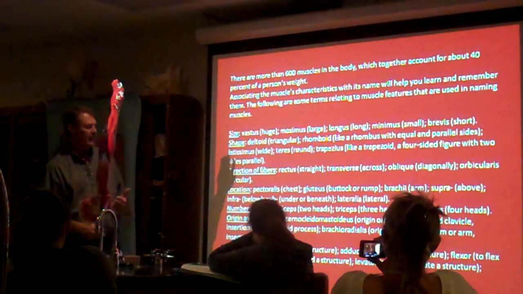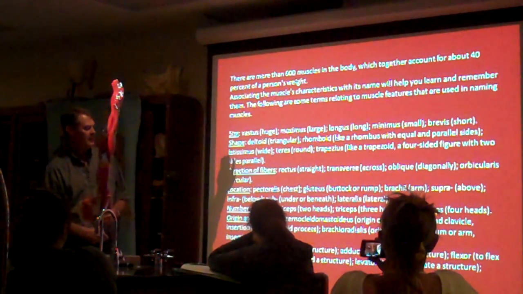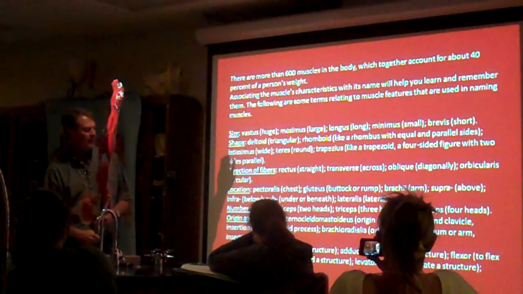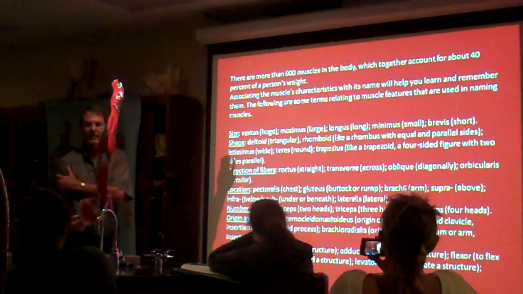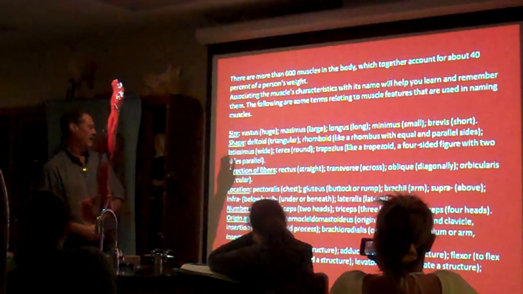Sub, underneath. Lateralis, well, that's on the side of something. Number of origins, like the biceps. So the biceps is named not only for its number of origins, it has 2 heads right here, but it was also named for its location, brachii. Biceps brachii. Okay? And same way with triceps and quadriceps.